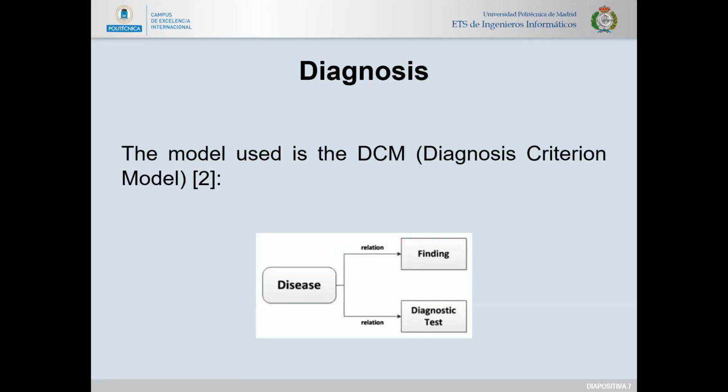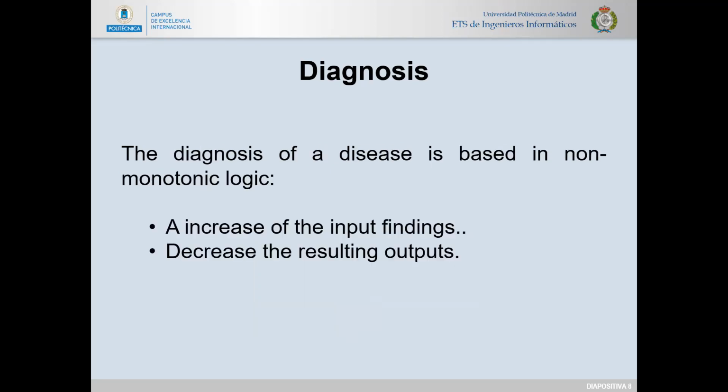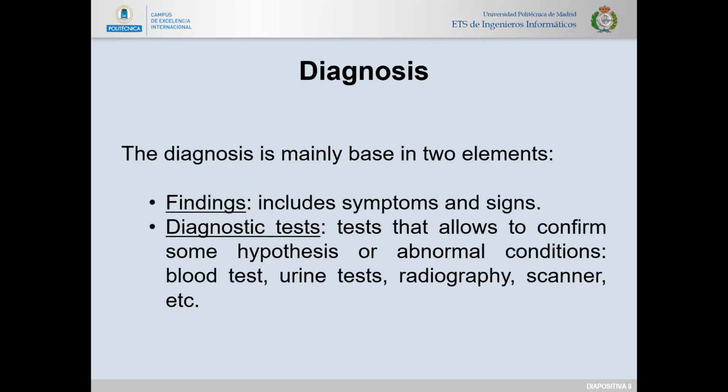So the idea is that the diagnosis at the end uses, in a first stage, a more or less simple model: you have the disease, which has a relation with a finding or with the results of the diagnostic test, okay? From an informatics point of view, the diagnosis of a disease is based on what is called non-monotonic logic. That means that an increase in the input findings decreases the resulting outputs, because as many symptoms or as much information as you have, the number of possible options for your disease is reduced, okay?